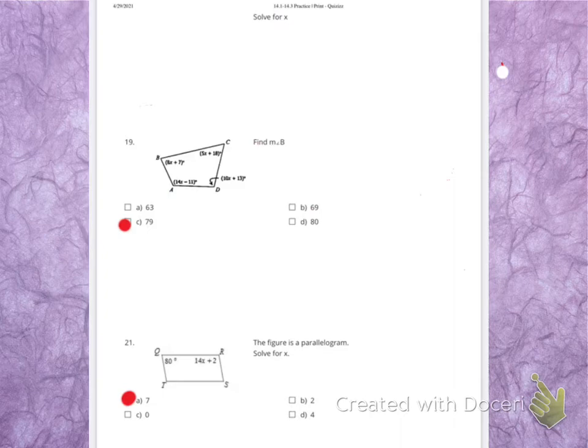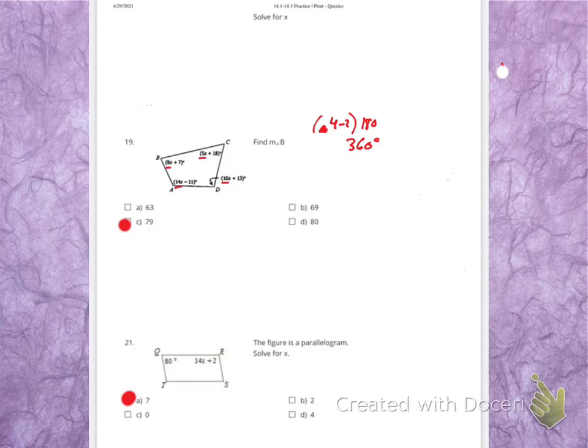19. Find measure B. This is kind of hard for me to read, but I'll do my best. I know that there's 1, 2, 3, there's 4 angles or 4 sides, right? So 4 minus 2 times 180. So it's going to be 2 times 180, so it'll be 360. So inside this, there's going to be 360 degrees worth. So what I need to do is add all of this up and then set it equal to 360 degrees. So I'm going to do 8x plus 5x plus 14x plus 10x.